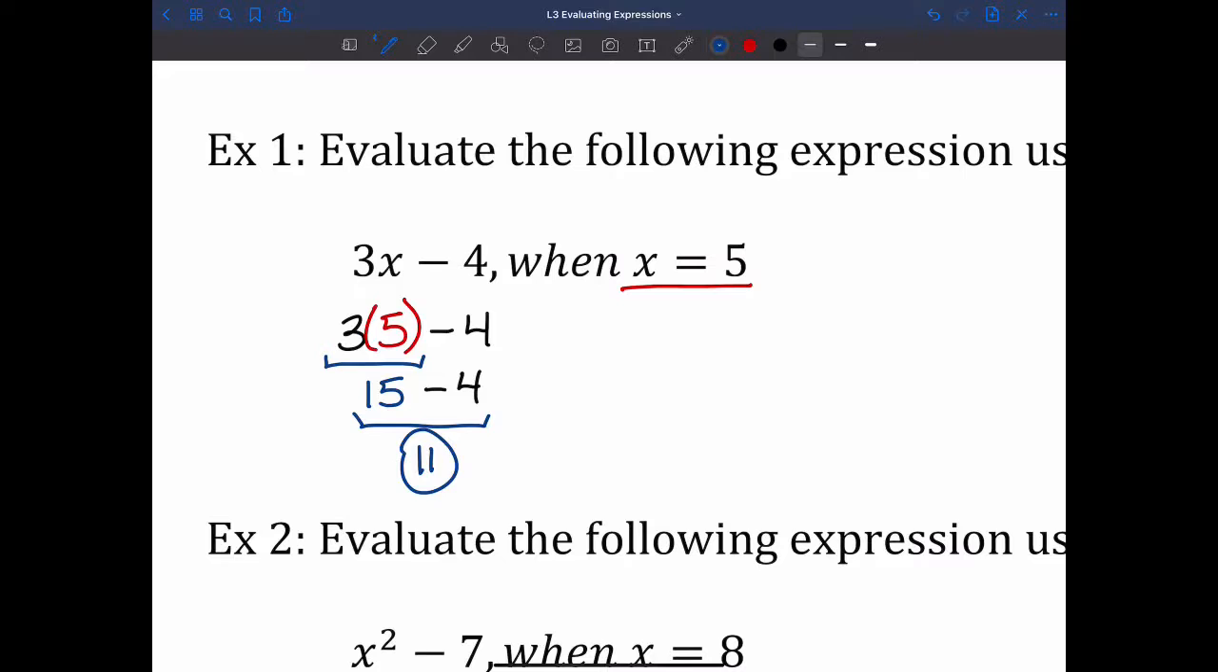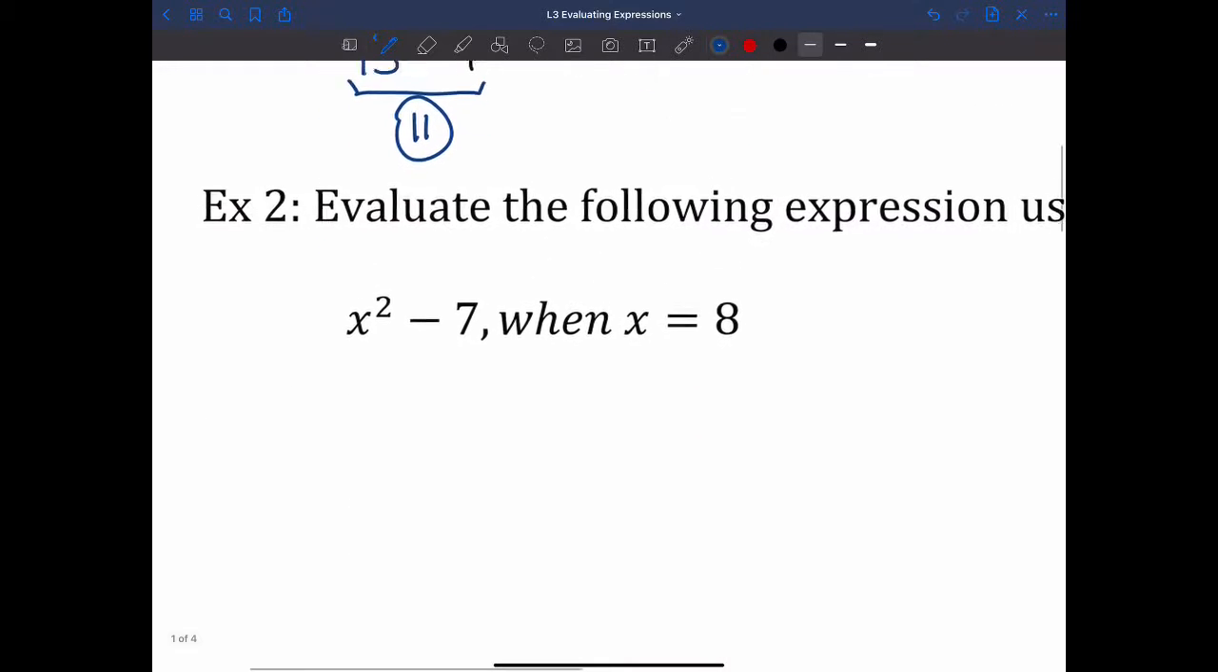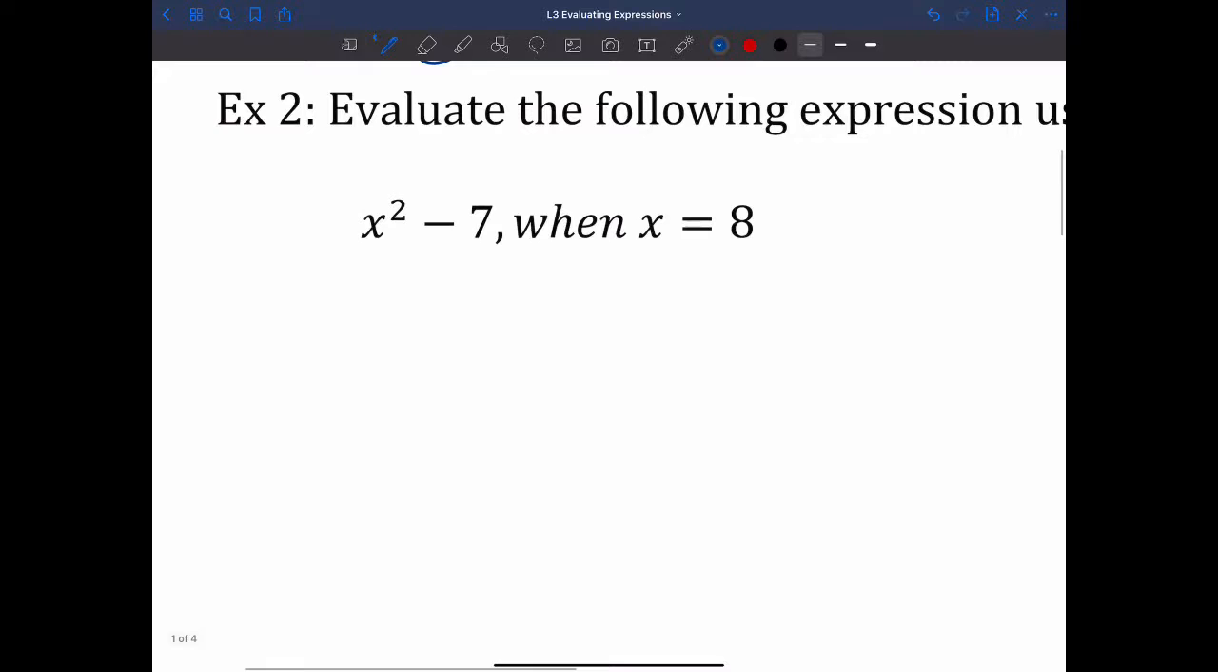All right, but again, when you're plugging in that x equals 5, I really recommend putting parentheses if it's directly next to something else. All right. Let's try this one out. We got x squared minus 7 when x is equal to 8.